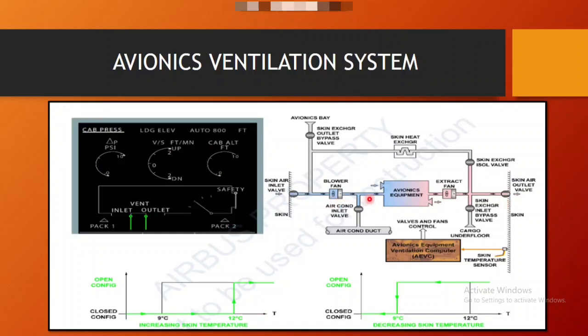In open circuit configuration, you can see a straight line going forward to the skin air outlet valve. Here there is no use of the skin exchanger isolation valve or bypass valve or skin heat exchanger. So this is open circuit configuration.